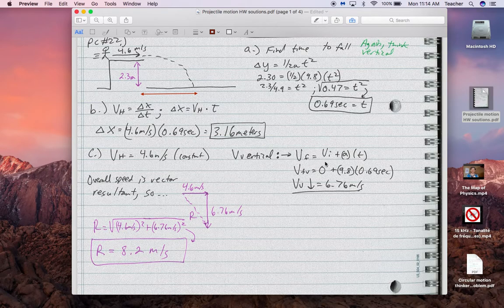Final velocity equals initial velocity plus acceleration times time. I guess I should say velocities here. That gets me 6.76 meters per second vertically downward. So now this resultant is 8.2 meters per second because it's the overall speed. Some of the speed is horizontal, some is vertical, but that's the result.